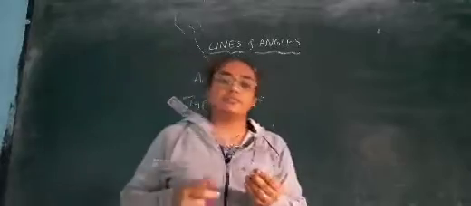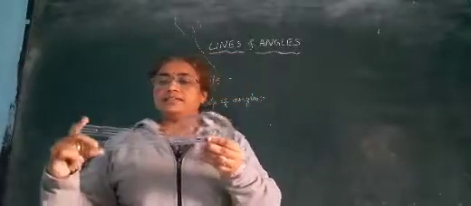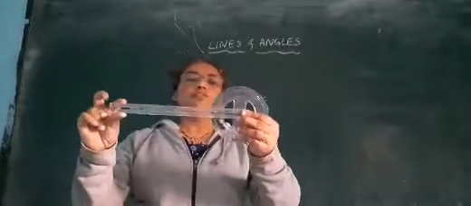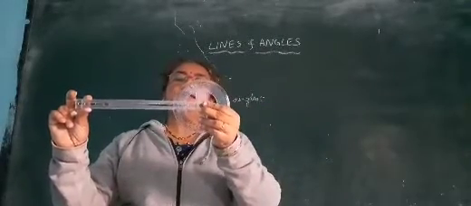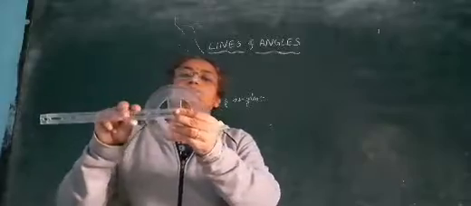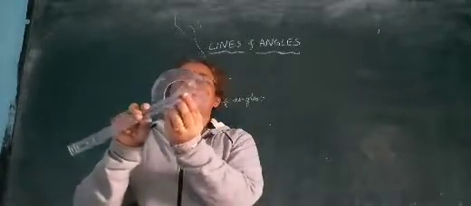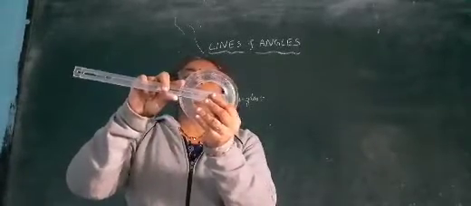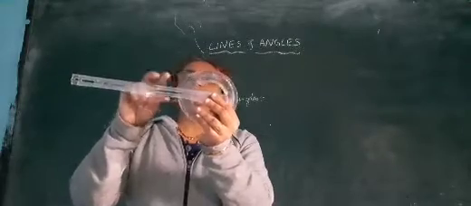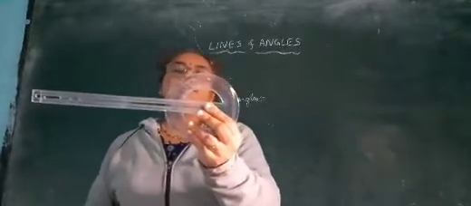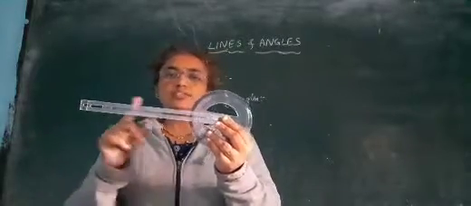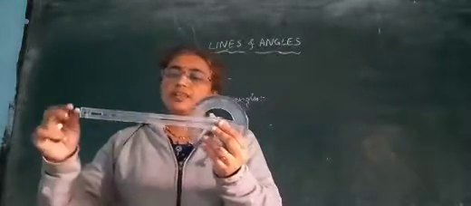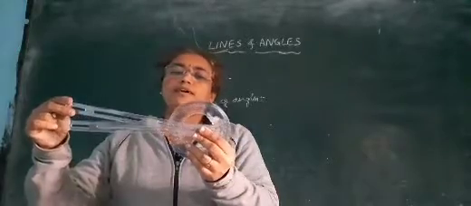What are the different types of angles? See, both the lines are in a... can you see this? This is 0 degree. Both the lines coincide with each other, both the rays. Now I will take one line.